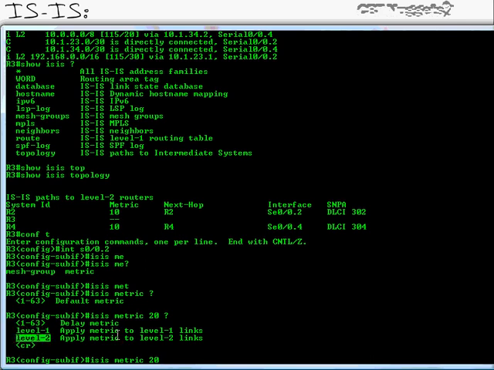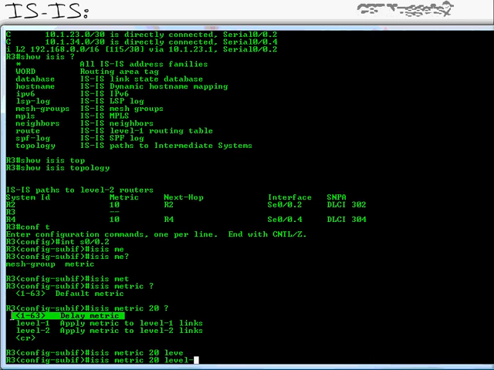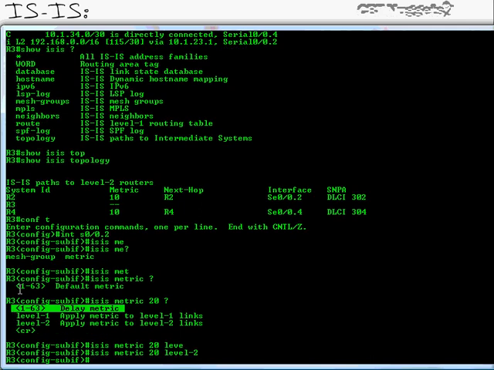You can choose what database to put it in, level 1 or level 2. Now on newer versions of the IOS, they have started getting into the true OSI specification of allowing delay, and then the next one would be expense. It's just like EIGRP where it's a compound metric. However, 90% of the world will only use the default metric, which is just that first number that you type in there. So I'm just going to type in metric 20, and that will apply to the level 2 database because router 3 is our backbone router.